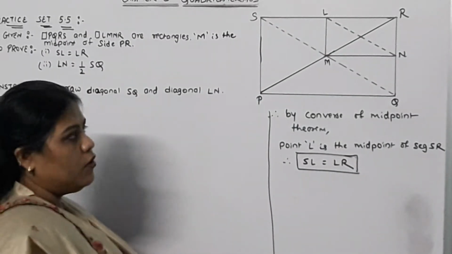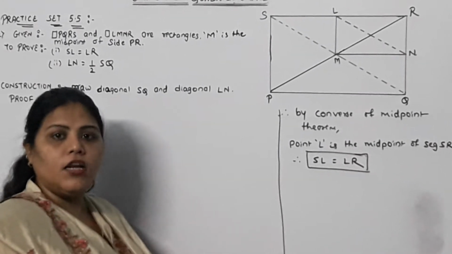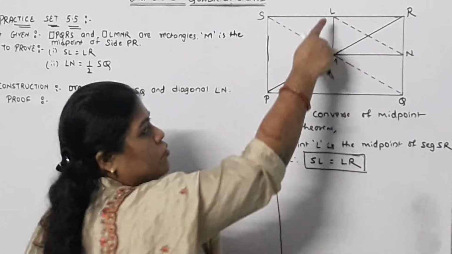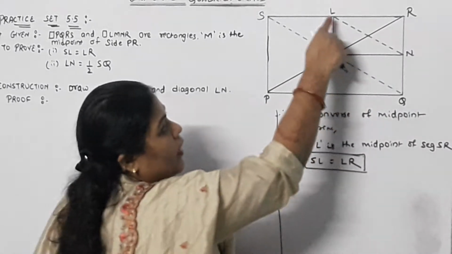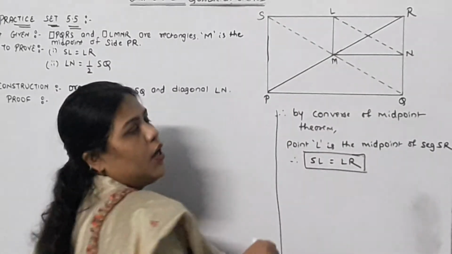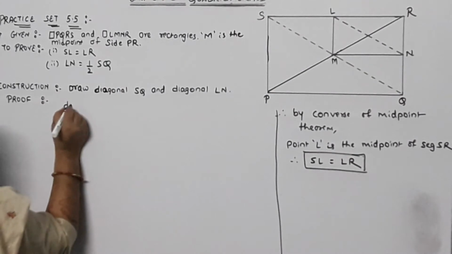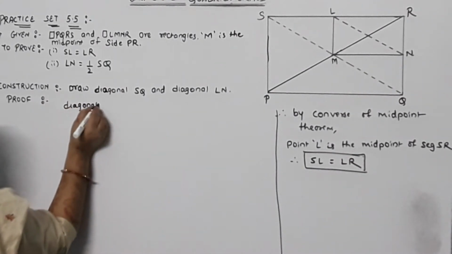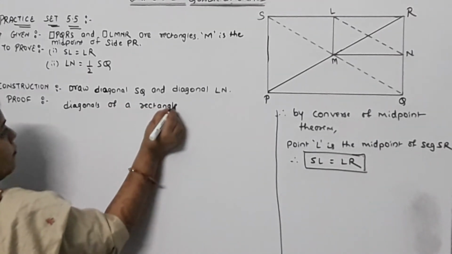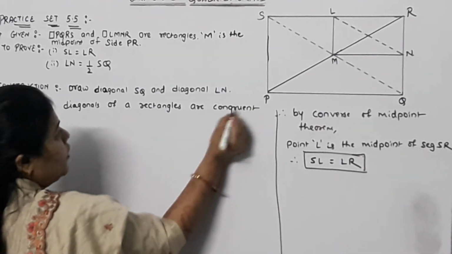Now see, for the second part of the sum, we will consider the diagonals of the rectangle. As you all know, the diagonals of a rectangle are congruent to each other. So SQ is congruent to PR. Also in rectangle LMNR, LN is congruent to MR, but MR is half of PR. Right? So start writing. Diagonals of a rectangle are congruent to each other.